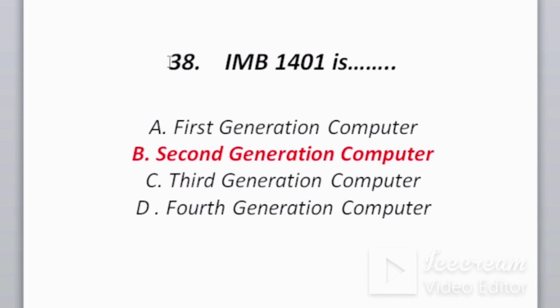38. IBM 1401 is dash. A. First generation computer, B. Second generation computer, C. Third generation computer, D. Fourth generation computer. The correct answer is B, second generation computer.